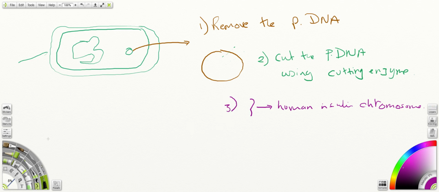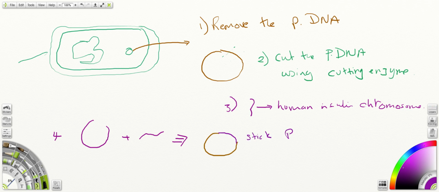So number 4, what you're going to end up having is this plasmid DNA, which has been cut, plus your human insulin chromosome. And what you're going to do is you're going to stick them together using sticking enzyme. So let me just go back to the original color of the plasmid. So you're going to have this, and it's going to be stuck with your human insulin chromosome. And you're going to stick these together. So stick the pDNA plus the human insulin chromosome.